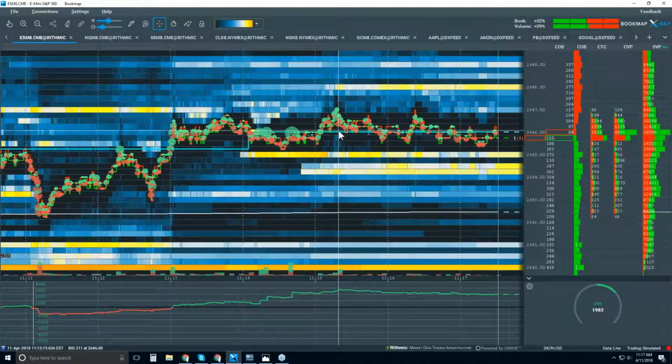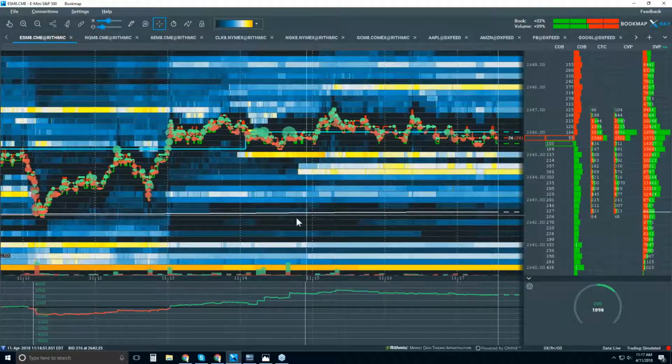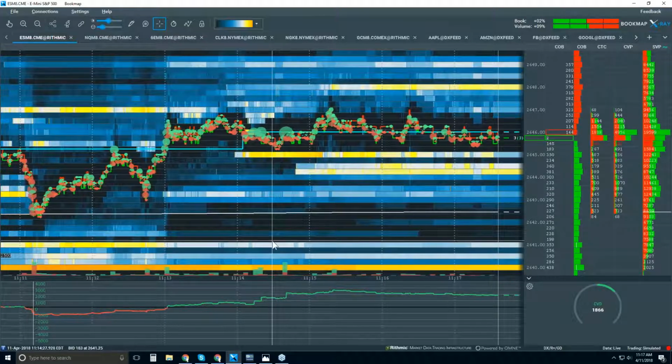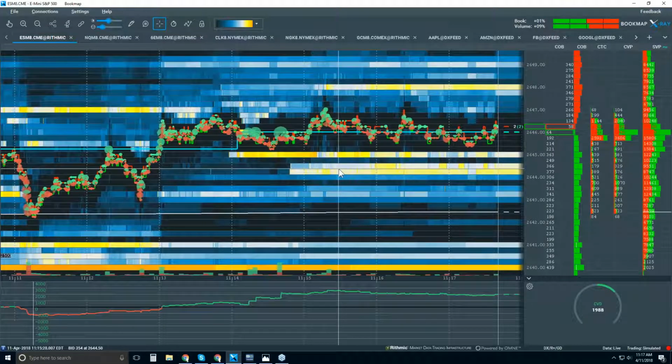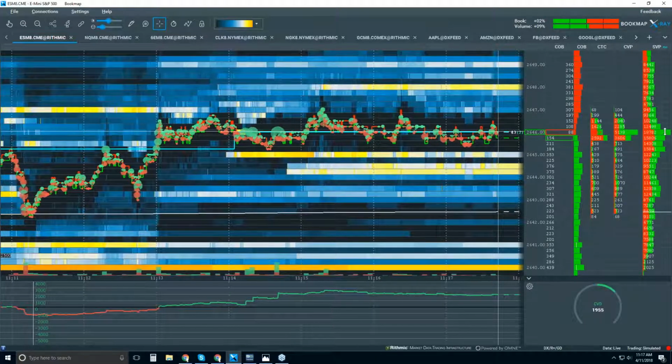Okay, and we're right in the middle right here. We're at the point of control right now. So that's why this is taking a little bit of time here. Okay, you can see the point of control here on the SVP column.